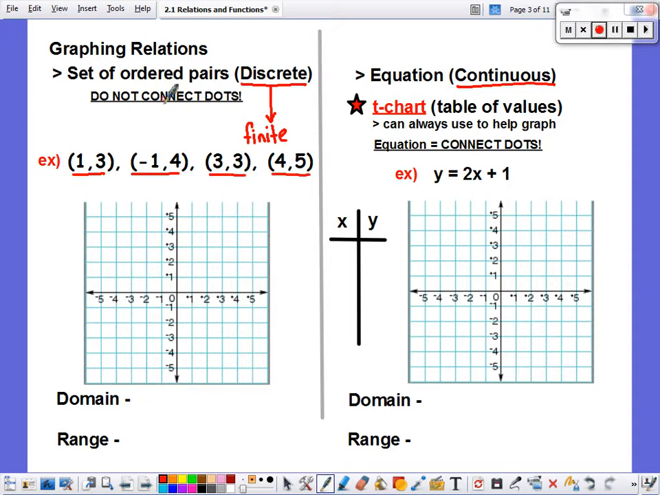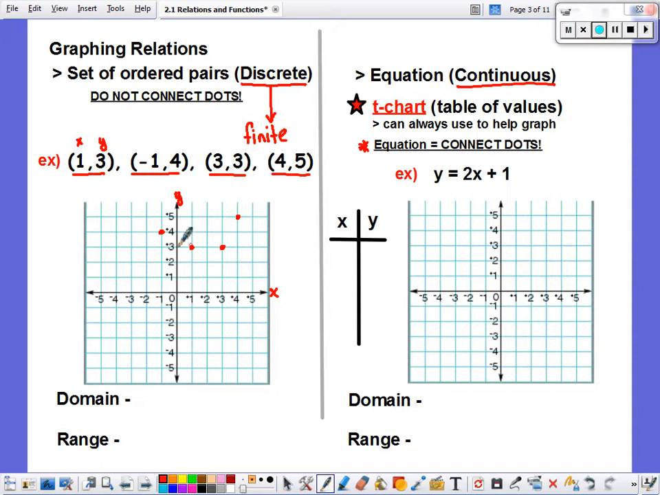The only time we connect the dots is when we deal with equations, and we'll talk about that over here in just a moment. For right now, let's go ahead and plot these points. 1, 3. Remember this is your x, this is your y, so I go 1, 3, put a dot. -1 is my x, here's my x-axis, here's my y-axis, so for my x I go -1, 4 is my y, I go up to 4, there's my second point. 3, 3, and then 4, 5 will be right there.